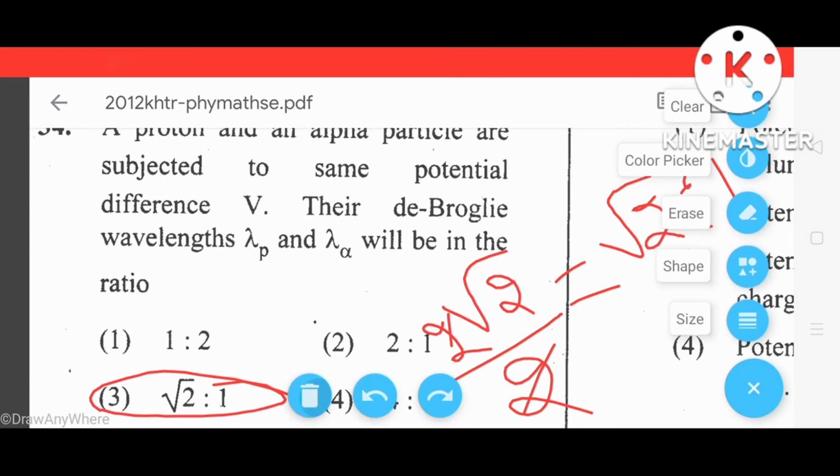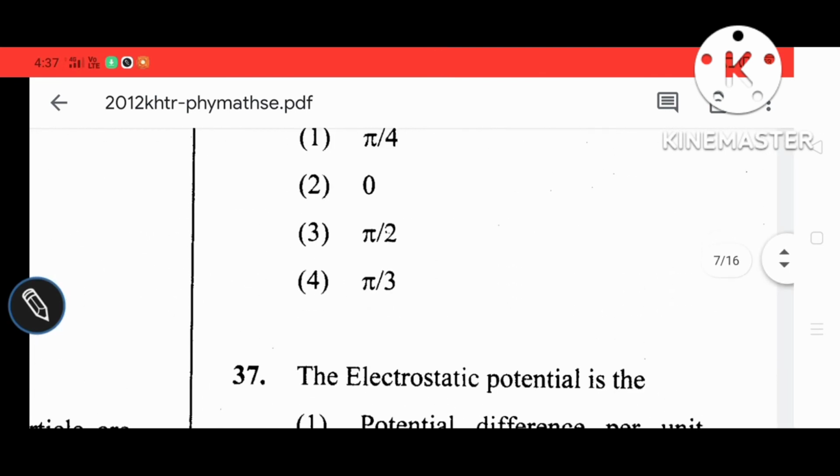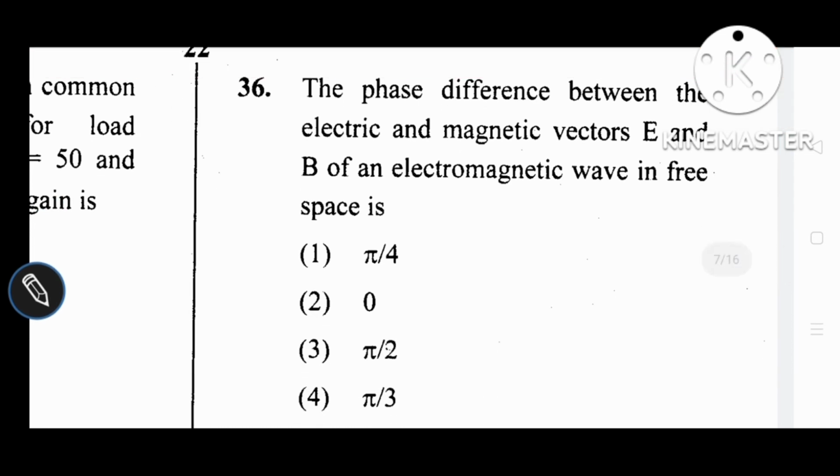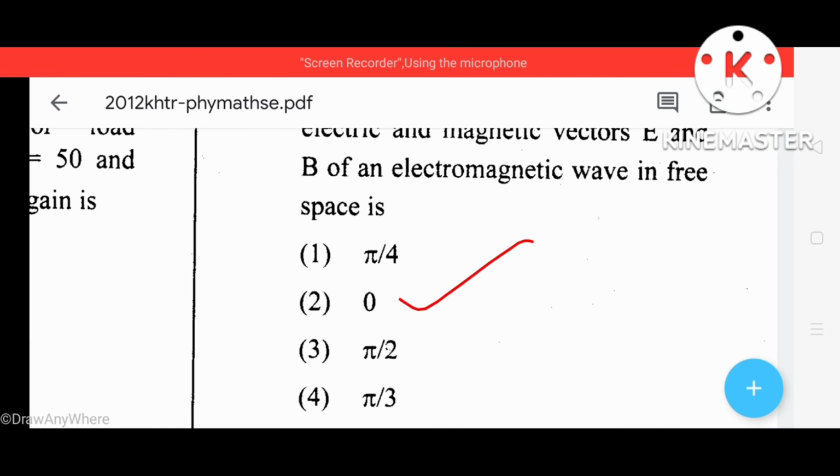Next one, question number 36. The phase difference between the electric and magnetic vectors E and B of an electromagnetic wave in free space is equal to 0. That is option number 2, the right answer here.